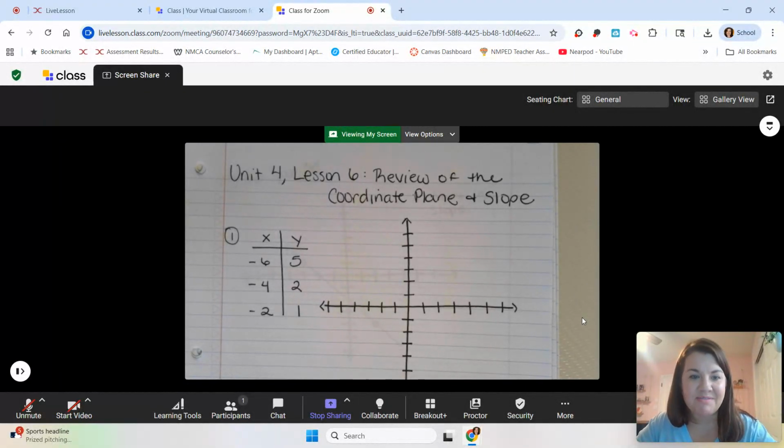Hi everybody, welcome to Unit 4, Lesson 6, Review of the Coordinate Plane and Slope. So most of this was covered already in 6th grade, so it should look pretty familiar.